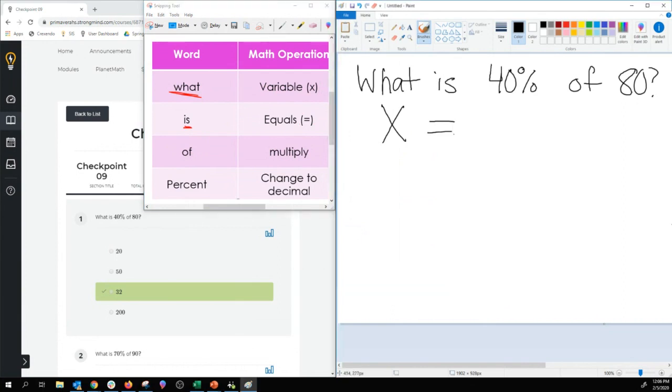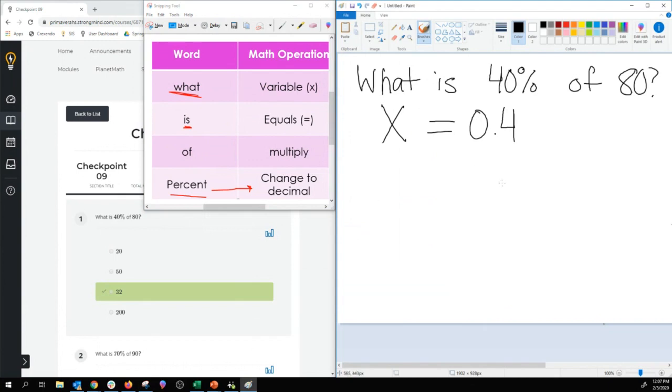What math operation does is tell me to put? Equal sign. Now here I have a percent, right? And when I have a percent, what do I need to do with my percent? I can't leave it as a percent. I need to change it to a decimal. Perfect. So 40% as a decimal is 0.4.